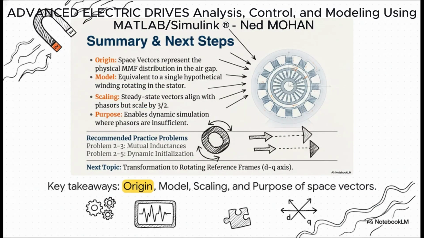So to recap, space vectors give us a way to represent the physical MMF in the machine. They let us simplify the complex three-phase system down to a single hypothetical winding model, and they scale by a factor of 3/2 relative to phasors, which is what enables us to bridge the gap and perform dynamic simulations.